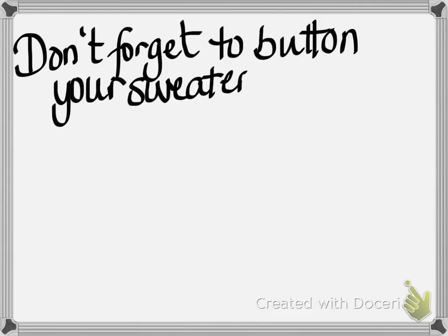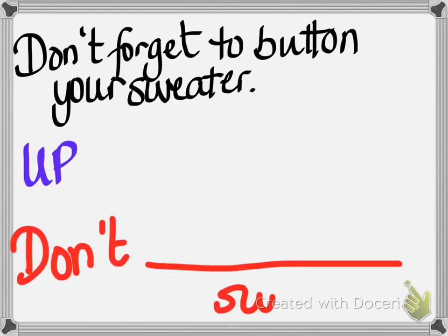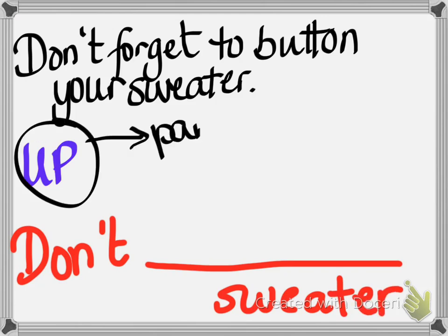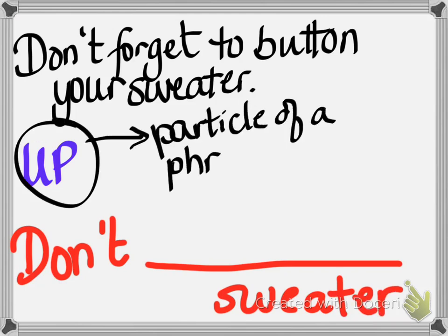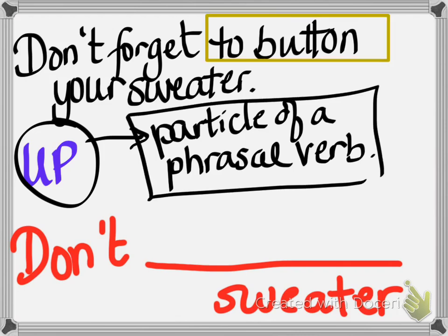Don't forget to button your sweater. And again, these are really easy examples that I'm going to use just to illustrate this. So, button, in this case, we've got as a verb. We know button as a noun. Button can also be used as a verb. We have up, which can be used as the particle of a phrasal verb. So somewhere in there, we need to find a phrasal verb that has the particle up and can be used with sweater.